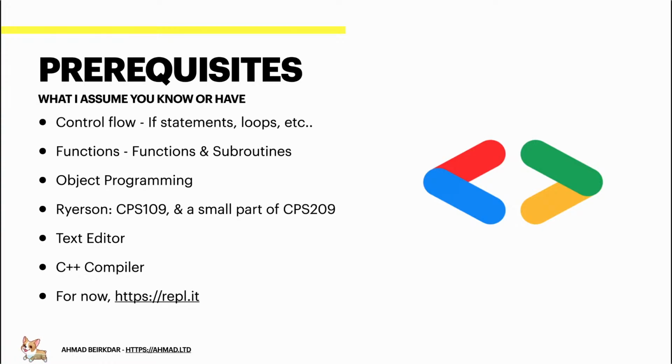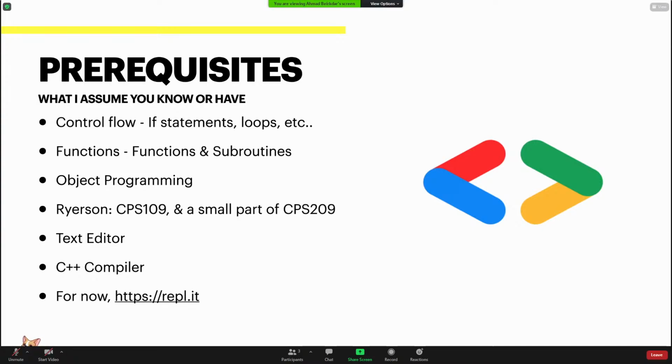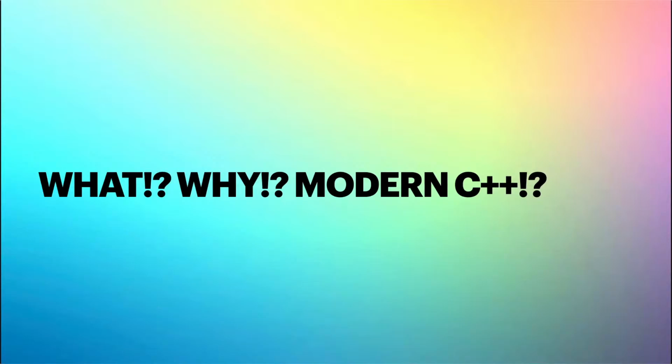What you need right now is a text editor and a C++ compiler. For now, getting that set up on your machine might be a bit tedious and annoying, so you can use REPL.it just to run some of the code examples. I'll be posting a link to all the code examples. It's on a repository, and also these slides, if you want to have them with you, because it's a quick crash course on C++.